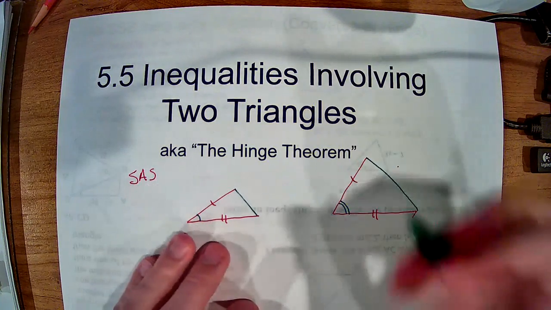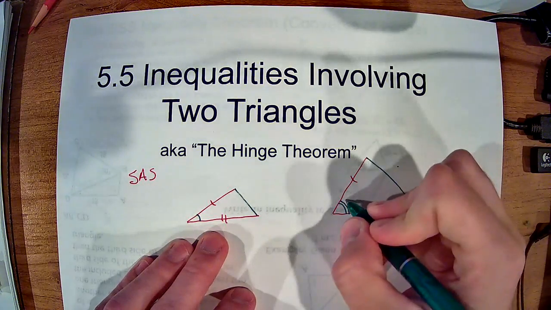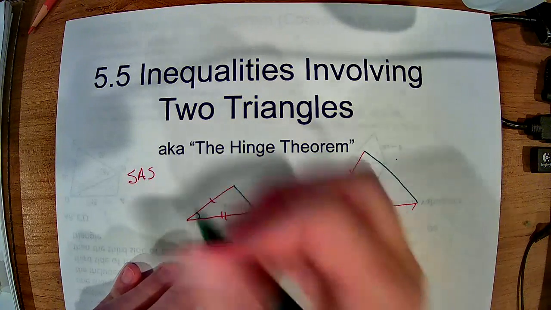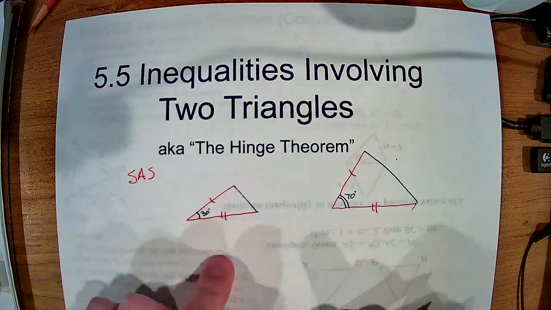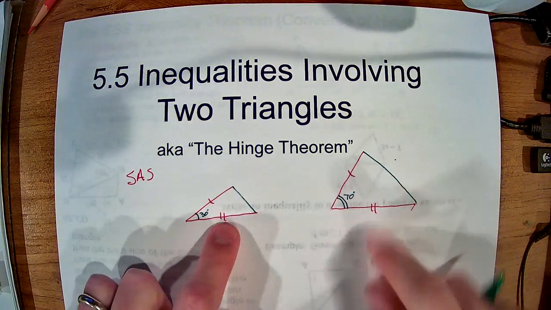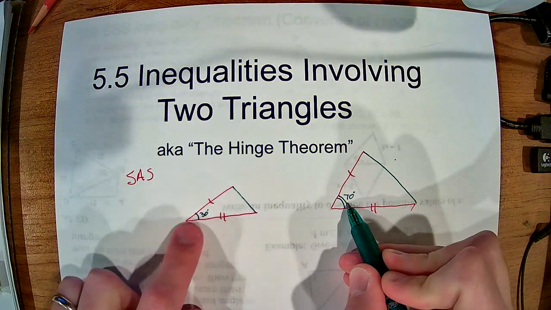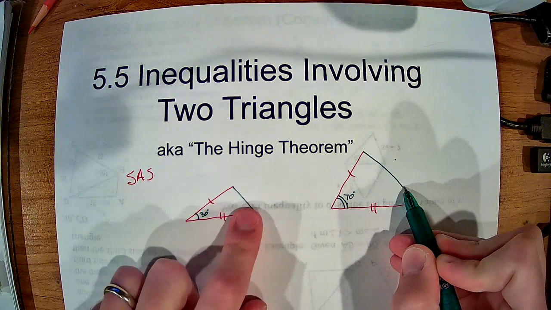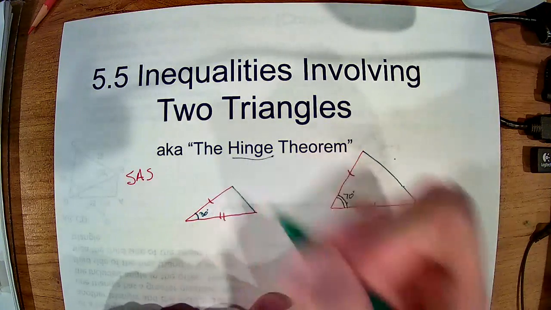So for example, let's say that this angle is, just eyeballing that, 70 degrees. And that this triangle over here, again just eyeballing it, maybe it's 30 degrees. Again, a side angle side relationship, so side, included angle, side. If we have that and this angle is greater than this angle, then it means this side is greater than this side. And that makes a lot of sense, and that's why they call it the hinge theorem.